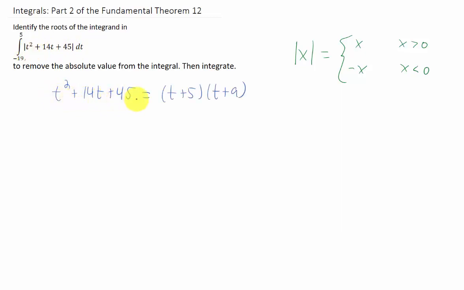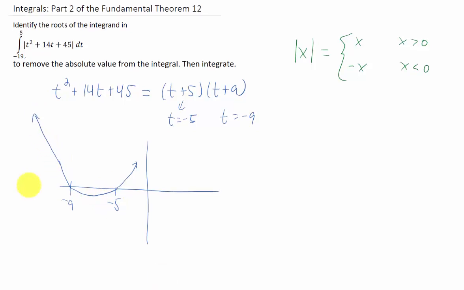If we want to know what this function looks like, we might factor it and find that it has zeros at t equals -5 and t equals -9. Then if we graph this function, it's going to look something like this. We know that it's a parabola that opens upwards, and it'll be below the x-axis right here. And if I may extend this function a little bit further out here and continue to draw this function not to scale, I noticed that we are going to integrate this function from -19 all the way up to +5.